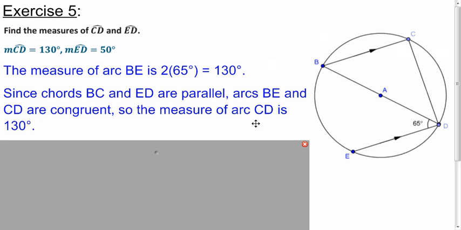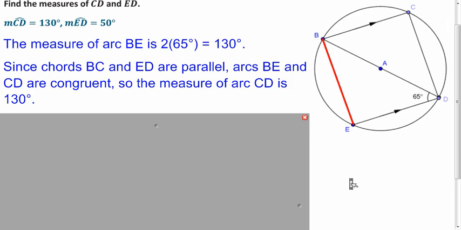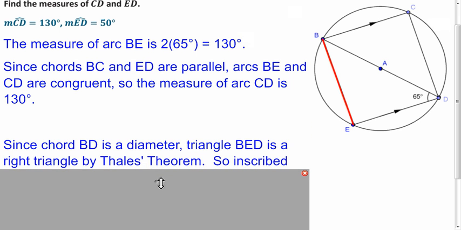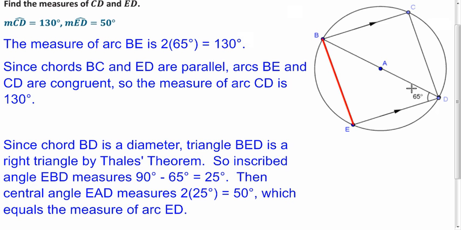Now for ED, it's a little bit easier if we draw in this side of this triangle here. And what's special about this triangle? Well, one of the sides is a diameter, so by Thales' theorem, we have a right angle over here. Angle BED is a right angle. So that means that these two acute angles are complementary. So angle EBD is 25 degrees. And so the measure of this arc is going to be double that, 50 degrees.